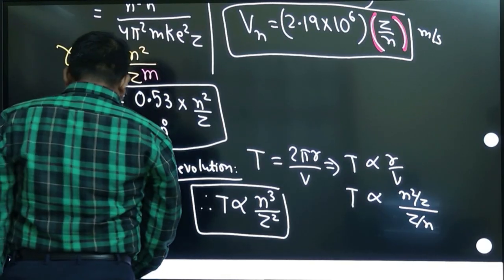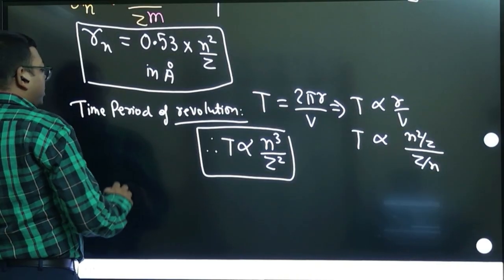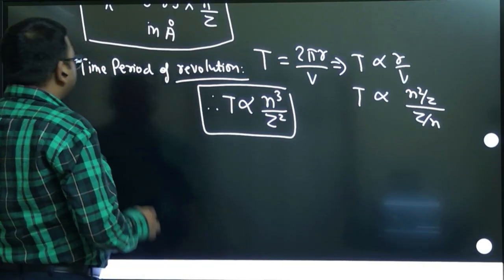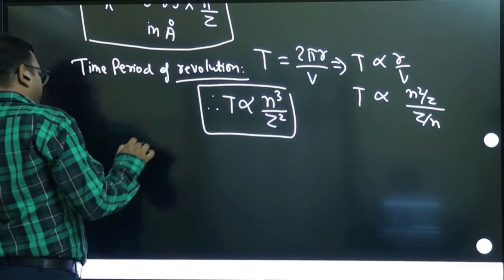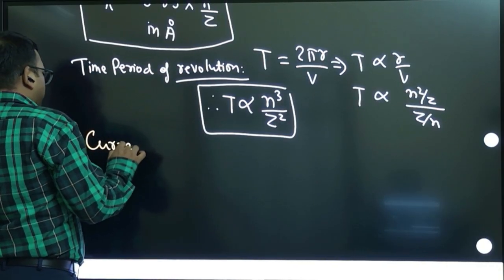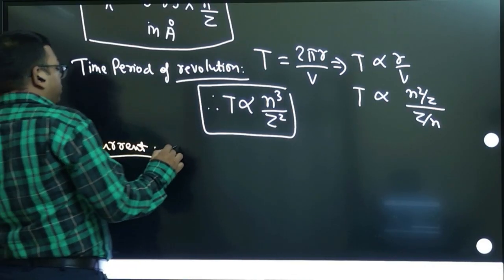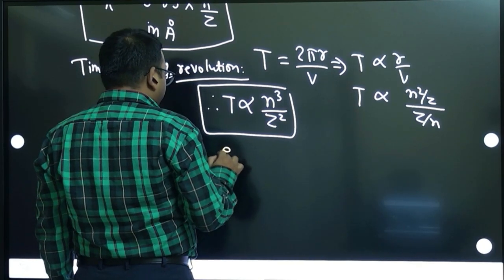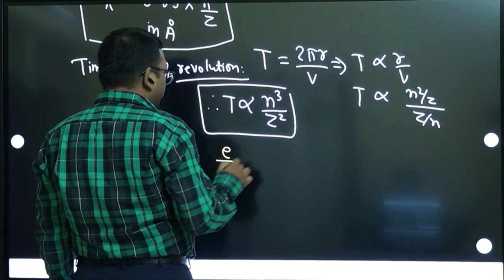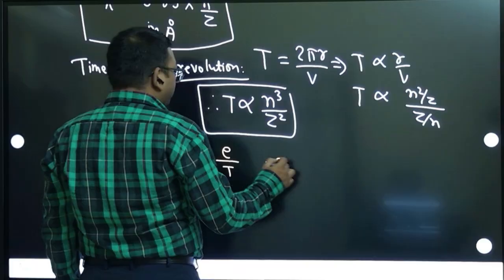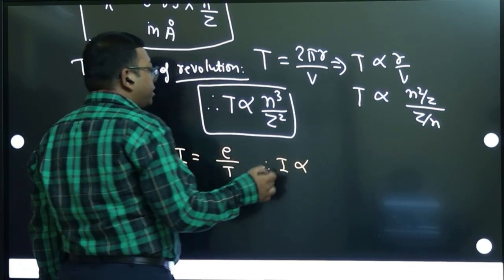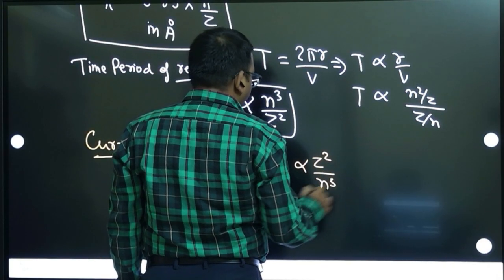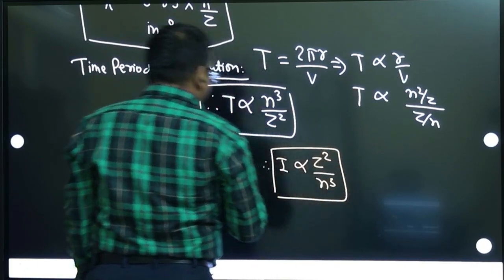Okay. Then like that you can find out many things. I'm just giving you the idea about how we calculate. Suppose they ask what is the current in the nth orbit. Current is equal to charge moving by time. So charge is the electronic charge, and time is the time period. So it is inversely proportional, right? So current will be proportional to 1 by T, which is the reciprocal, z square by n cube.